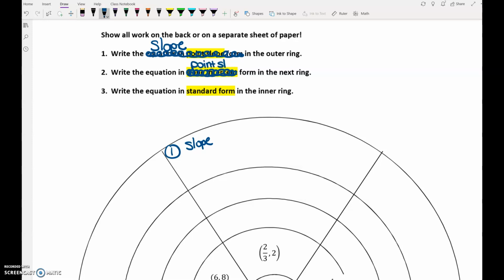Number 2, we are going to do point slope form. So the middle ring, your equation will look something like y minus y1 equals m times x minus x1. But you'll want to actually do that with the slope that you find and the points that you're given. And then for number 3, I want you to write the equation in slope-intercept form. Just like we did in our notes, find the slope, do point slope form, and then finally convert it so that it looks like y equals mx plus b.